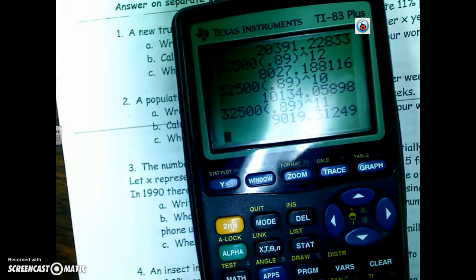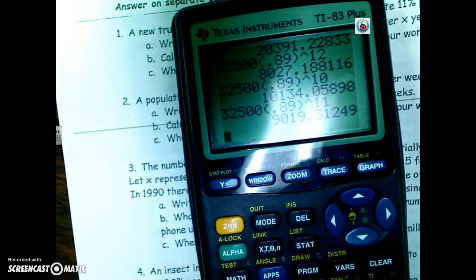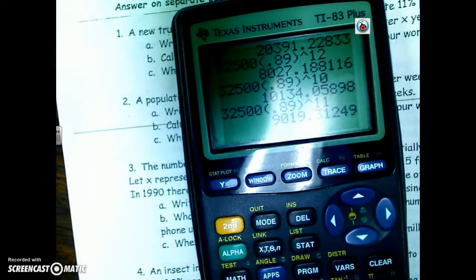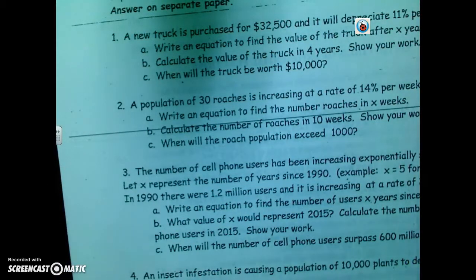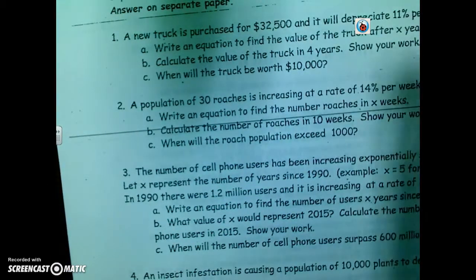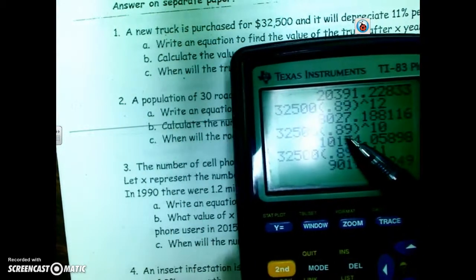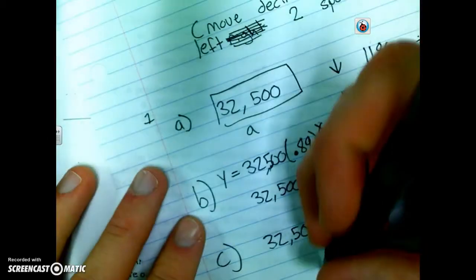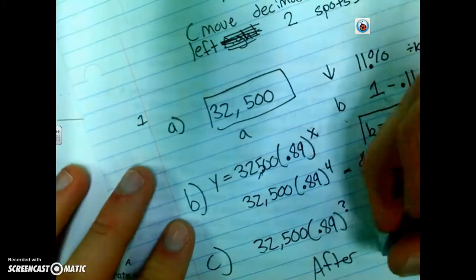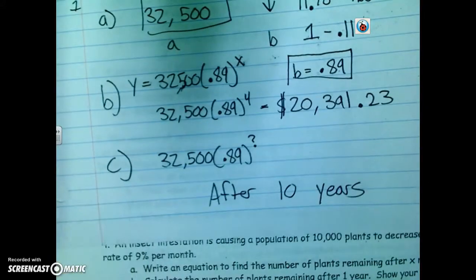Depending on how you interpret the question, you could go with either one of those. You could say at year 10 it's worth right about 10,000, but at year 11 it's no longer worth 10,000. So the question is a little bit ambiguous. But I'd say when is it worth $10,000? I'd say a little bit after 10 years, because here's our value after 10 years. So a little bit after 10 years is what we're looking at. And that's how we can answer a question like that.